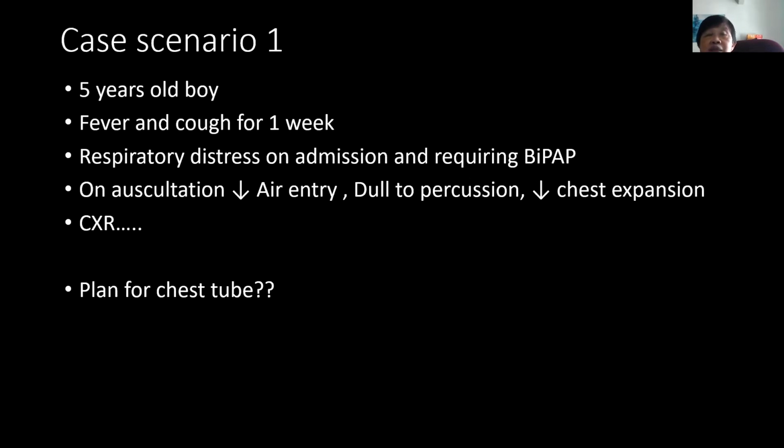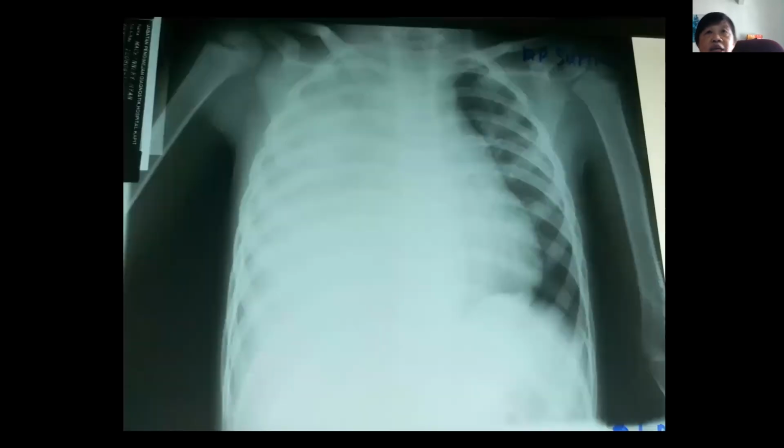So we now discuss a few cases. This is case scenario 1, which is a 5-year-old boy who had fever and cough for 1 week and respiratory distress on admission, and he required to be put on BiPAP. On auscultation of the lung, you hear decreased air entry, decreased chest expansion, and dullness to percussion on the left side. I did a chest X-ray, and looking at the chest X-ray, you decide whether to put in a chest tube. This is the chest X-ray, which shows opacity involving the left hemithorax.